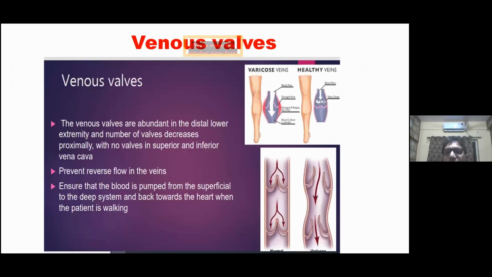Now, very important are the venous valves, which cause the flow of veins to be unidirectional. The venous valves are abundant in the distal lower extremity and the number of valves decreases proximally, with no valves in the superior and inferior vena cava. They prevent reverse flow in the veins and ensure that blood is pumped from the superficial to the deep system and back towards the heart when the patient is walking. So this is the picture of a healthy vein and varicose veins.